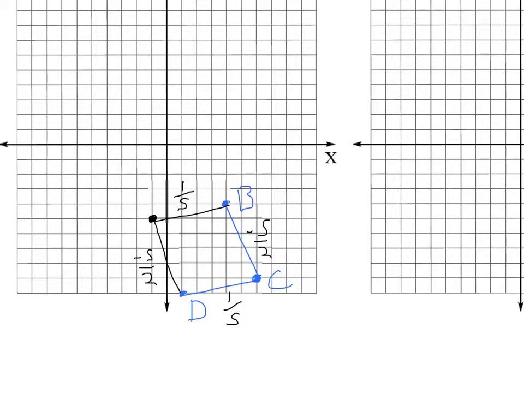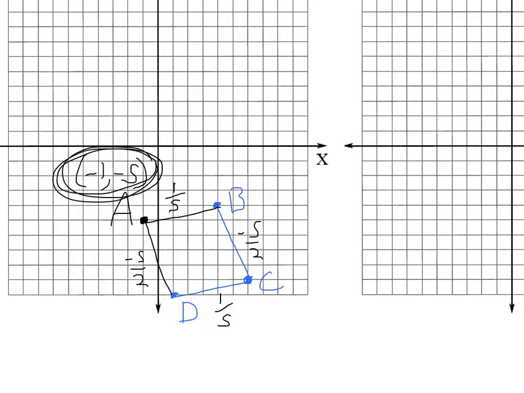So where is this point? Starting from 0, 0, we're going -1 and down 1, 2, 3, 4, 5. So point A is at -1, -5. We want the coordinates, so that's what they would be.